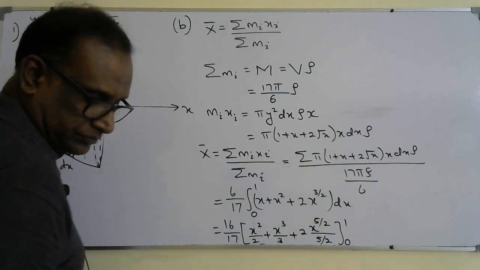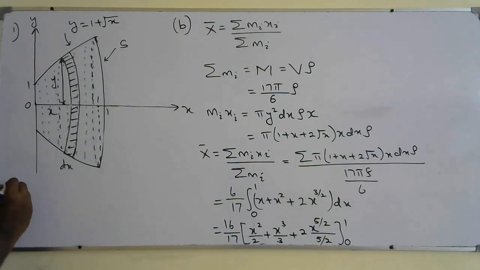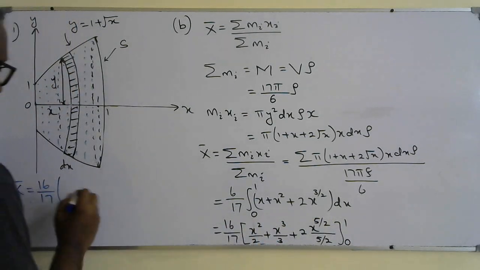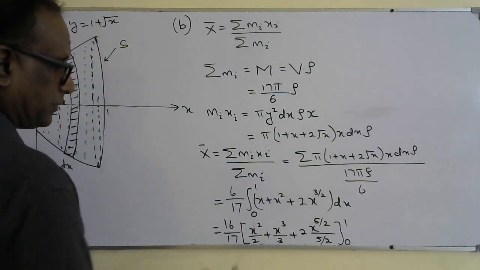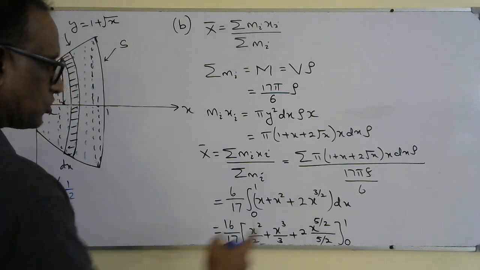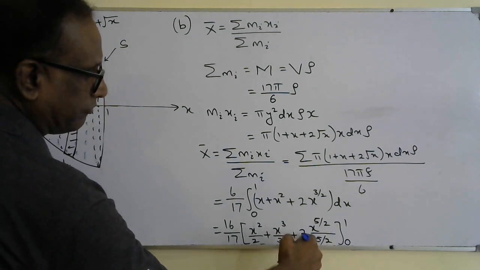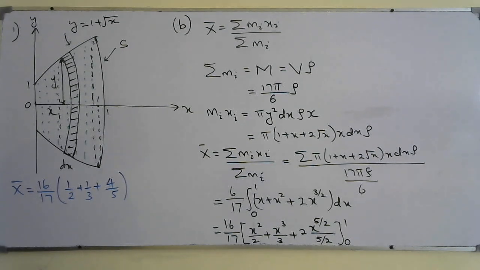Okay, I'll continue this here. So x bar is equal to, finally, 6 over 17 times, substitute 1, so 1 by 2. If I substitute 0, every expression will become 0 because all are with x, so I don't need to consider that one. So if I substitute 1, half plus 1/3 plus, 5 by 2 goes up, 4 by 5 into 1. Okay, so that's not 16, it's 6 over 17. So solve this one. You'll get finally 49 over 85 meters.